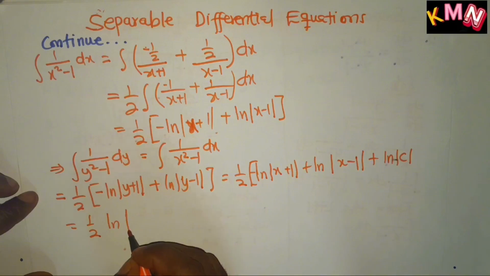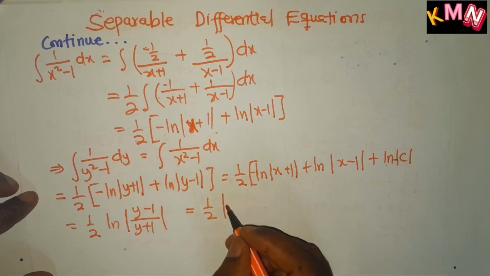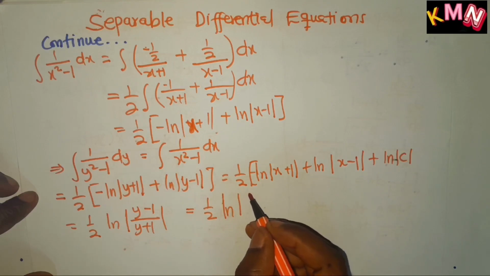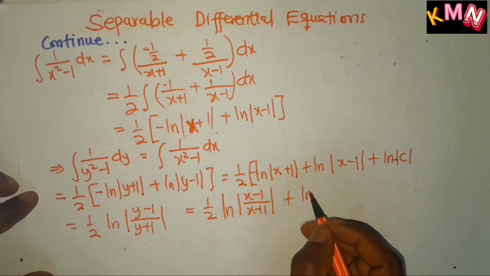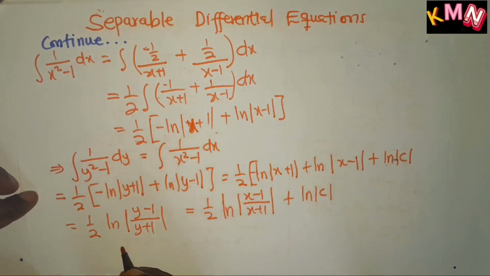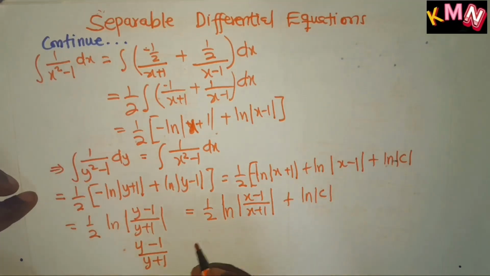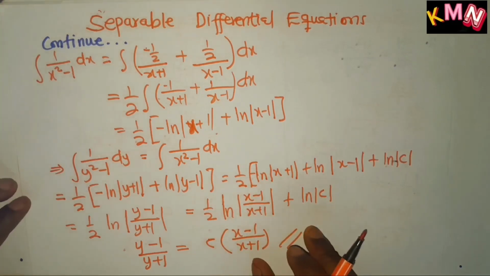So you can see clearly that when we simplify what we have here, we are getting half ln of, so there this will come positive, y minus 1, then 1 is negative, divide by that, so y plus 1, equals the same thing over here, ln of x minus 1 on x plus 1 plus ln c. So when we multiply through by 2, we're getting y minus 1 on y plus 1 equals c, the c2 will multiply that, and we're getting c times x minus 1 on x plus 1, and that will be our solution for this.